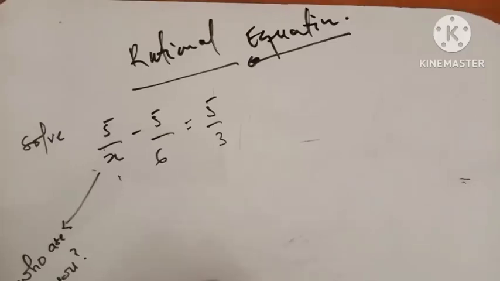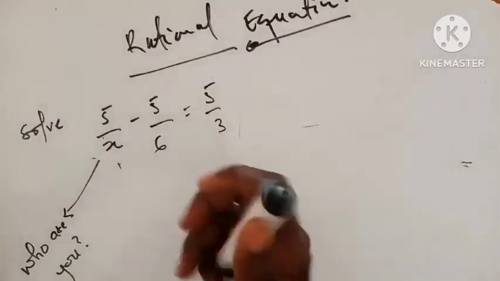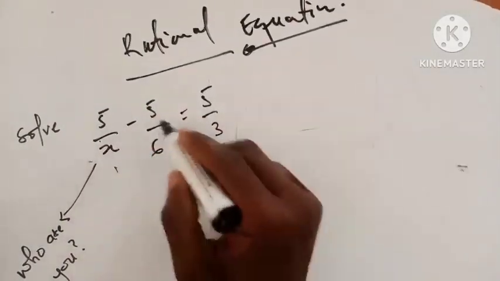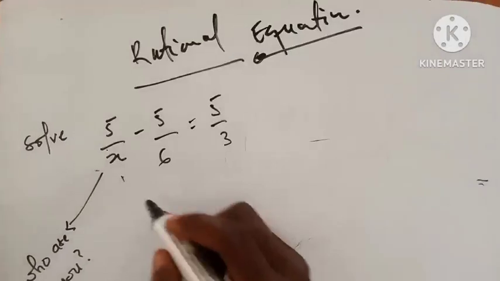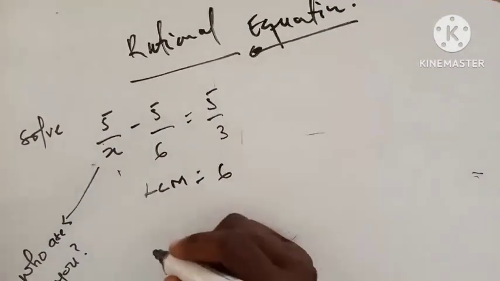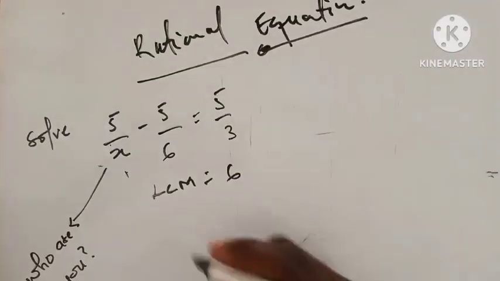As I said earlier on, the first step here is to make sure that you find the least common multiple. Because this is a fraction, this is a fraction, this is a fraction, you are going to find the least common multiple of these denominators, which obviously is going to be 6.